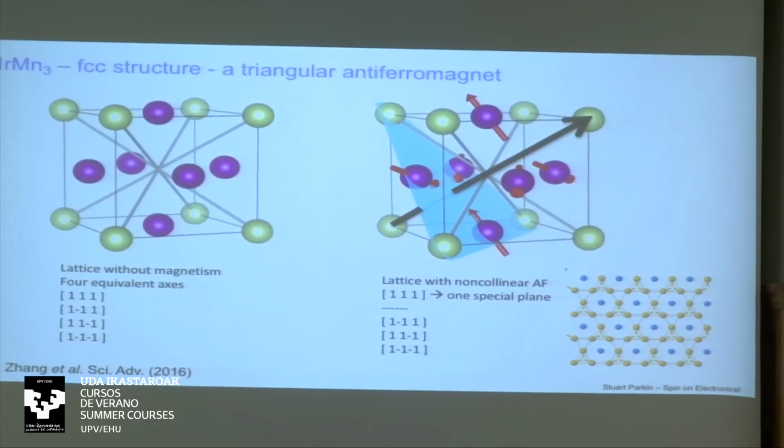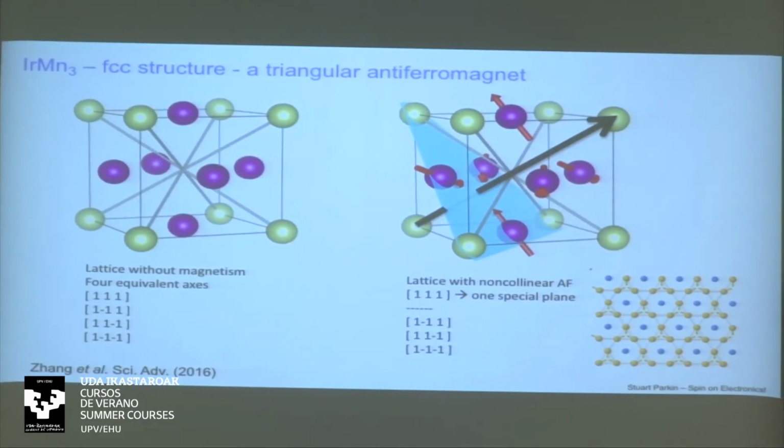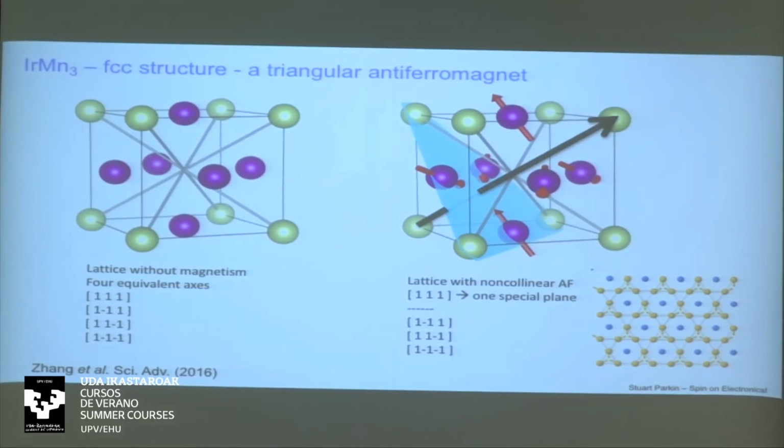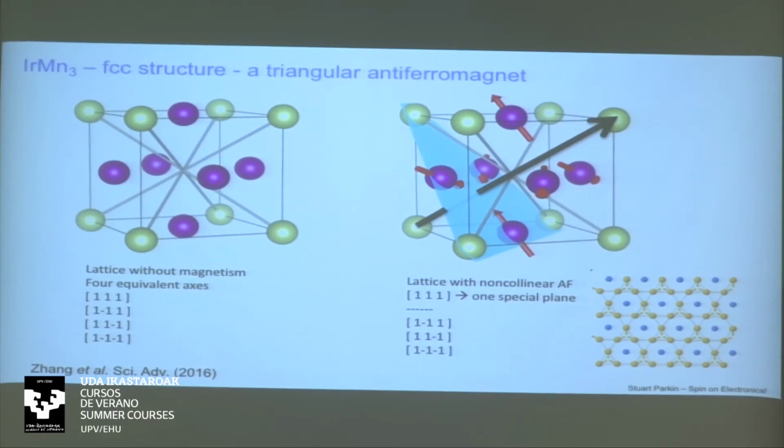And just as an interesting point, that we've heard already in some talks, particularly Claudia's talk about non-collinear magnetic structures, one of the simplest is in a cubic system, iridium manganese 3. The manganese atoms on the 111 planes want to be anti-ferromagnetically coupled, but their moments lie in these planes, so you end up with a triangular magnetic structure which is itself chiral. And this structure gives rise to large Berry fields that we've heard about, and these Berry fields give rise to significant anomalous Hall effects as well as significant spin Hall effects.